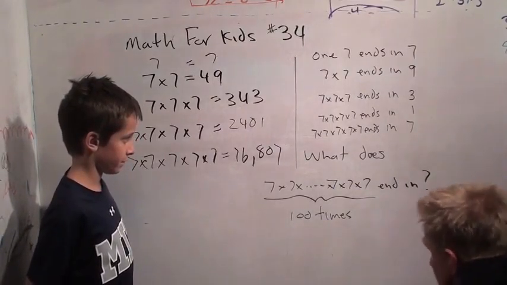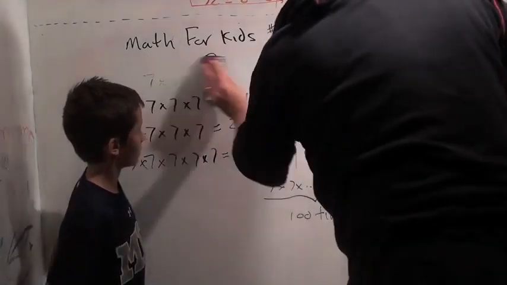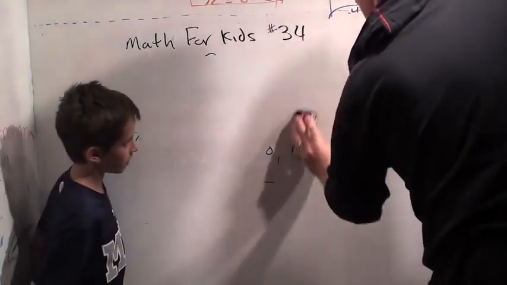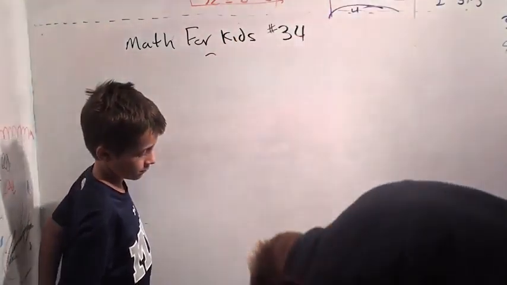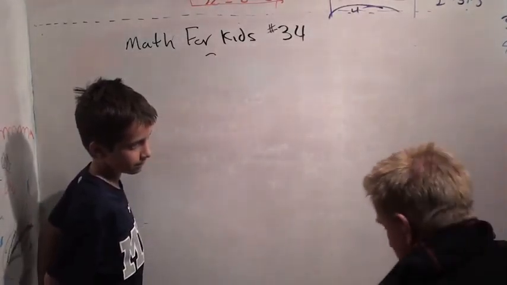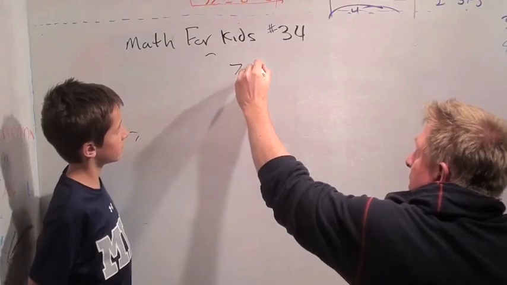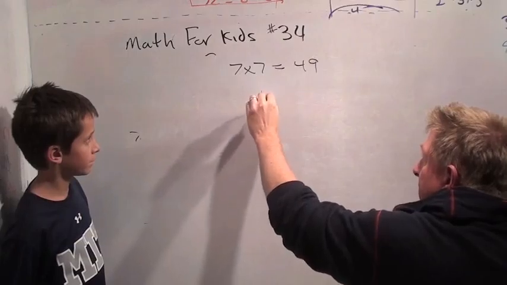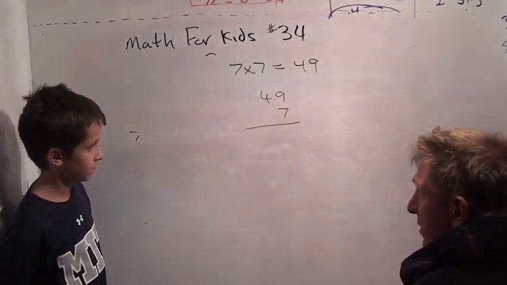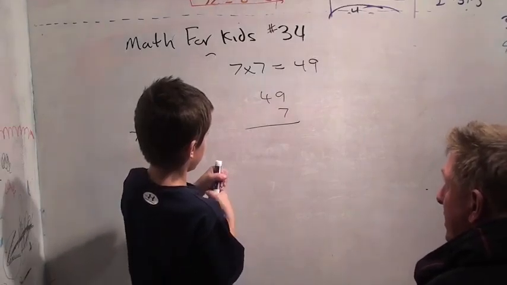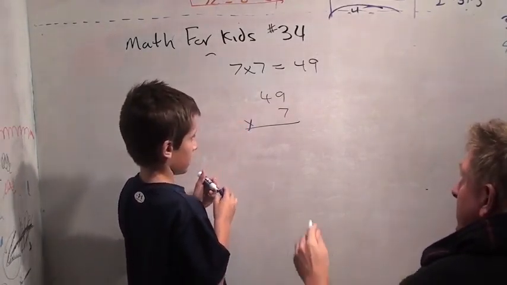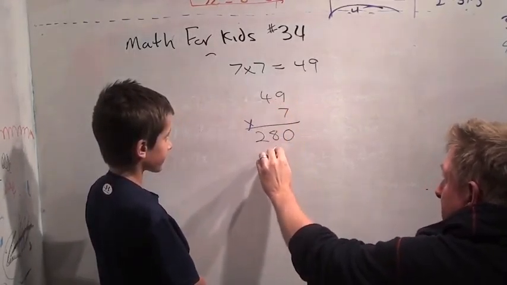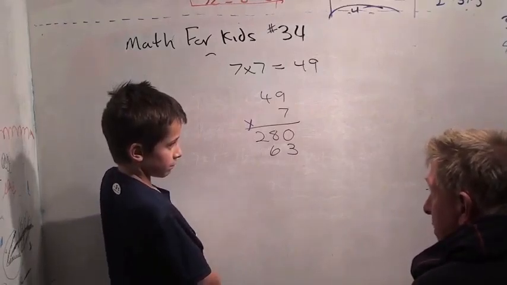All right, so let's talk about this. We can remember what that problem is, right? Even though it won't be on the screen on the wall anymore? Okay. So when we do 7 times 7, we get 49. When we do 49 times 7, we want to figure out how we get the last digit. 49 times 7 is 280, 7 times 40, plus 63. Okay, so where does the last digit come from?